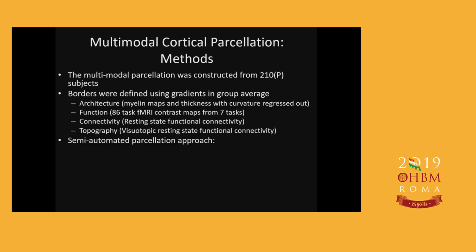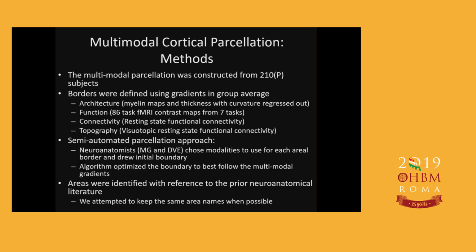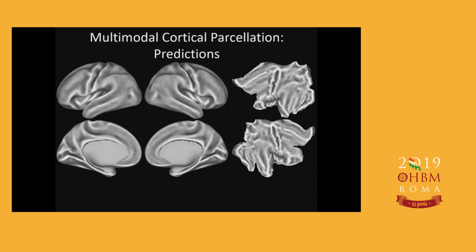One of the reasons we did that is because it's my belief, and David's as well, that neuroanatomists still have a role to play in figuring out what is the information that's real versus artifactual, and also in where is the most likely location of a boundary. So we picked the information that seemed most useful, and we drew an initial boundary, and then we let an algorithm optimize that boundary so that it best followed the multimodal data. So the final boundaries are drawn by the algorithm, but it's informed by the neuroanatomist. And finally, areas were identified with reference to the prior neuroanatomical literature, trying to keep area names the same when possible.